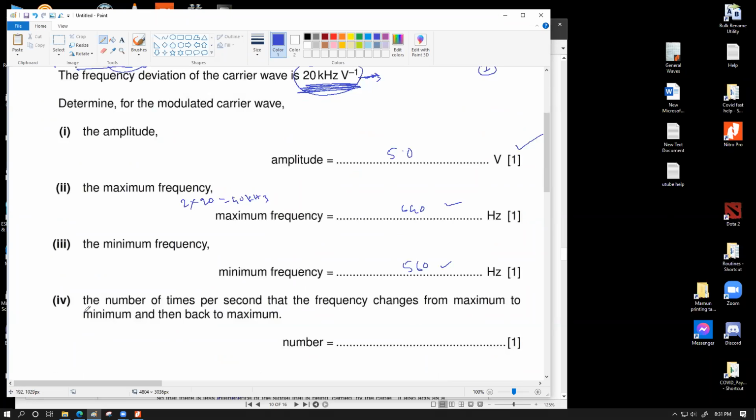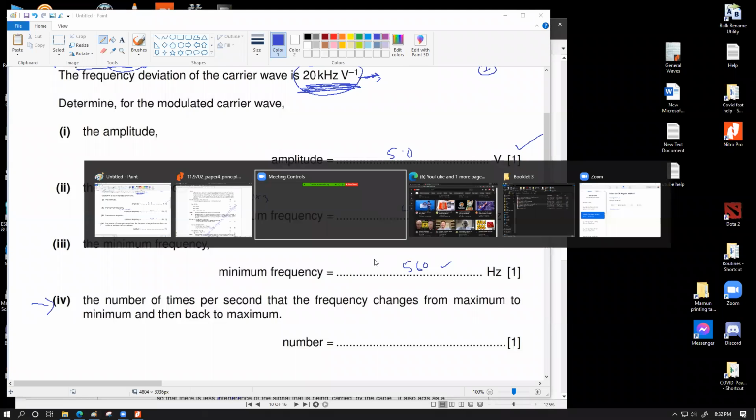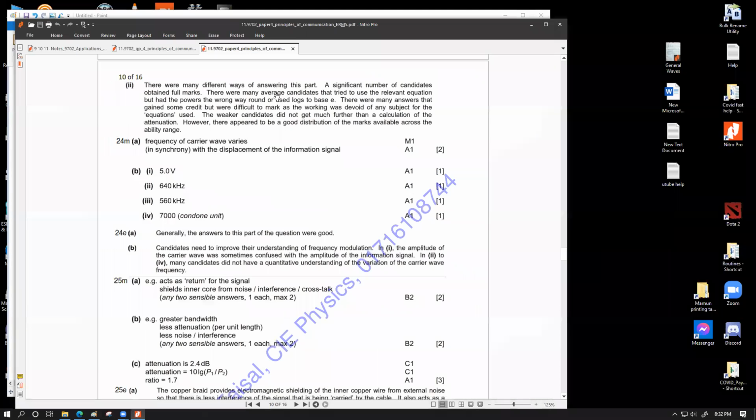And then number 4 says the number of times. The wording of this question is very important, so pay close attention to the wording. The number of times per second that the frequency changes from maximum to minimum and then back to maximum. The number of times per second that the frequency changes from maximum to minimum and then back to maximum, which means they are asking us that, let me show you.